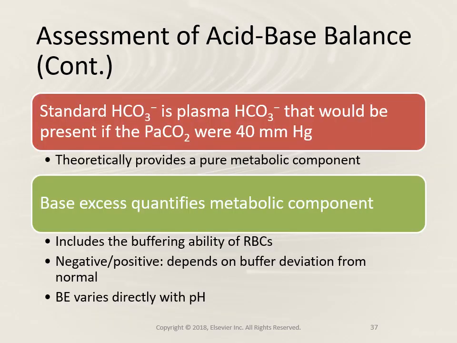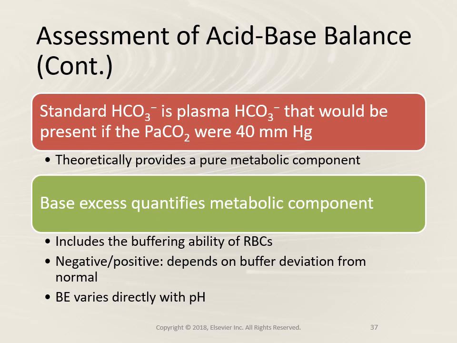Base excess measures changes in total blood buffer base above or below normal. The total quantity of buffer anions in the blood is 45 to 50 milliequivalents per liter, or approximately twice that of bicarb. Thus, bicarb accounts for only about half the total buffering capacity of blood. Therefore, BE provides a more complete picture of blood buffering.